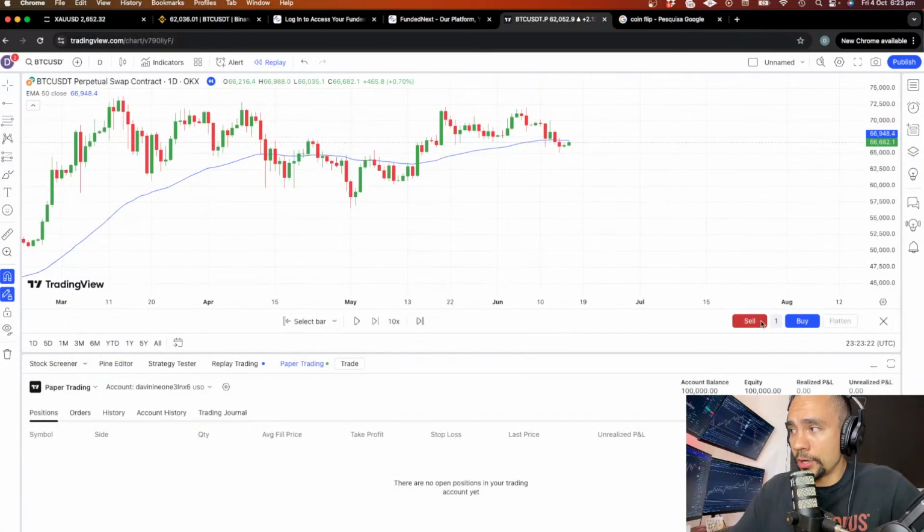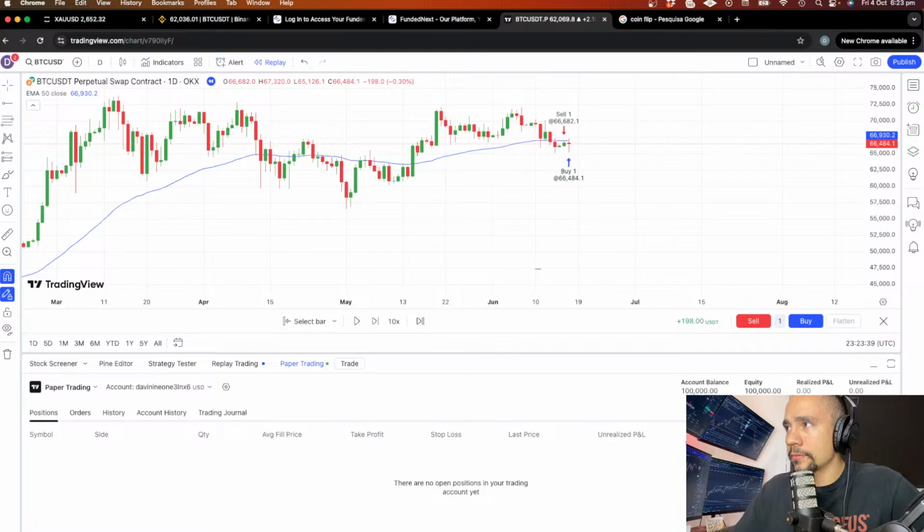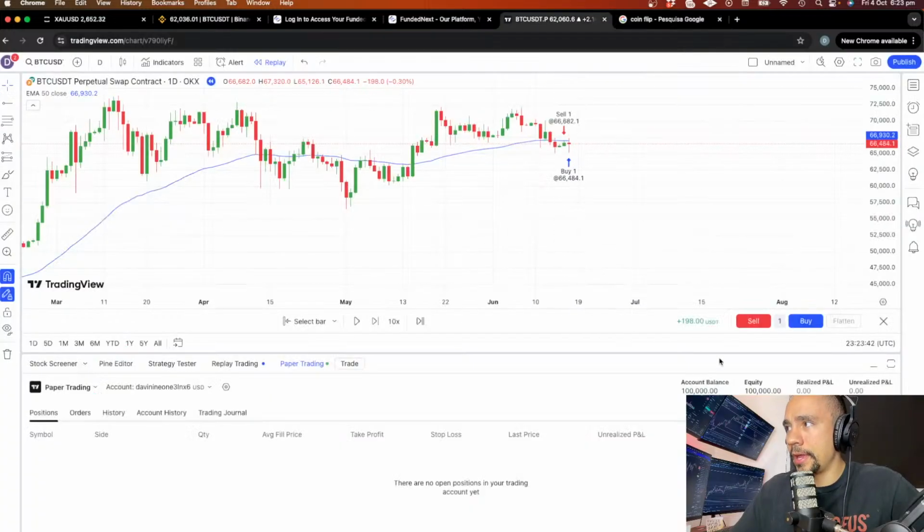Tails. So we're going to go short. So we're going to short this, and on the next bar we're going to close the position. That's it. And then that one was basically a break-even trade, right? So let's flip again, and now we're going to go long, heads. So we're going to buy here. Oh, we made $198 actually in the last one.